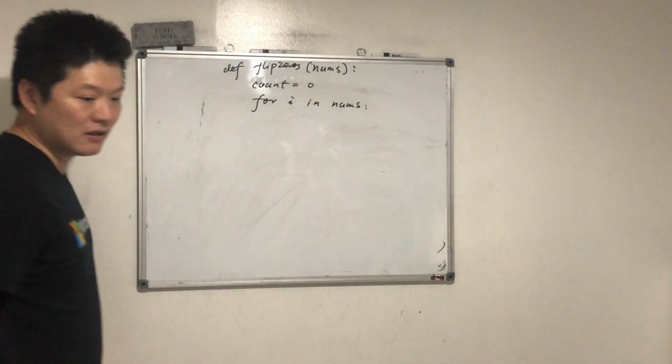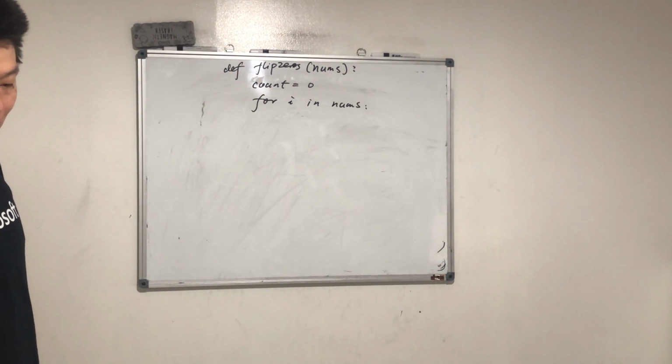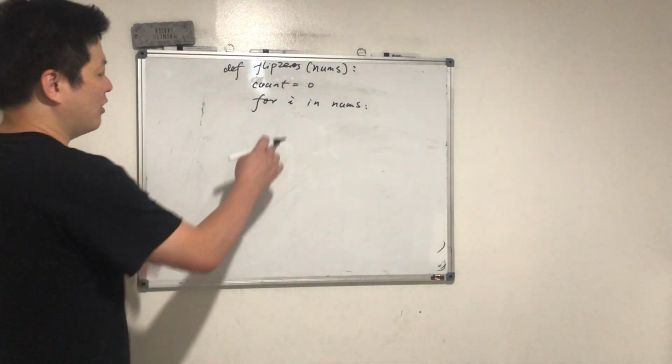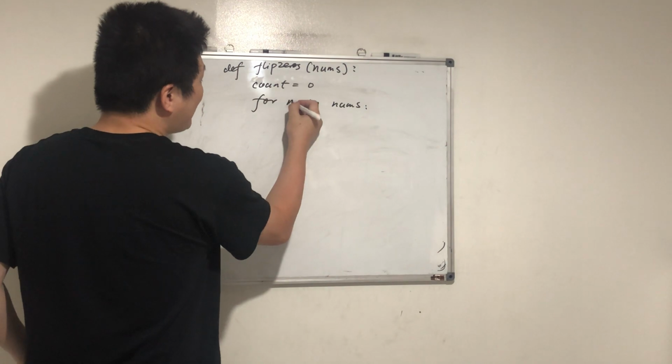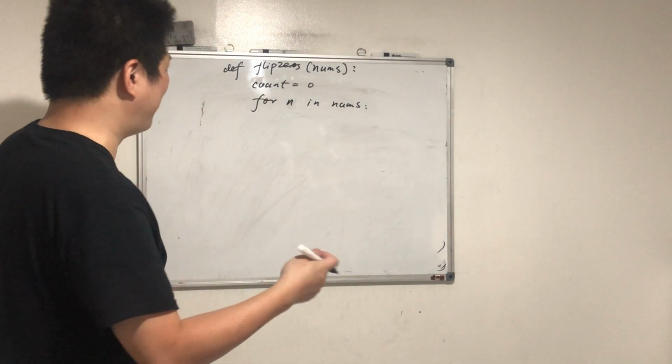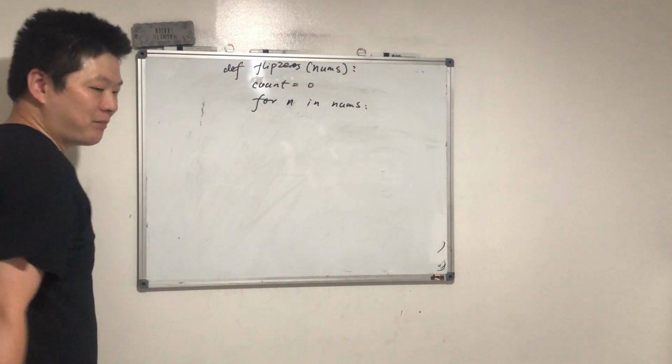What's i? Anything, a number, an index. Can we call it whatever we want? Yeah, let's say for n in numbers.